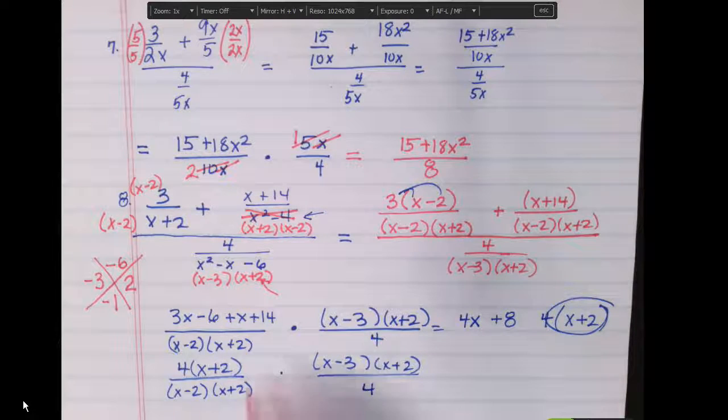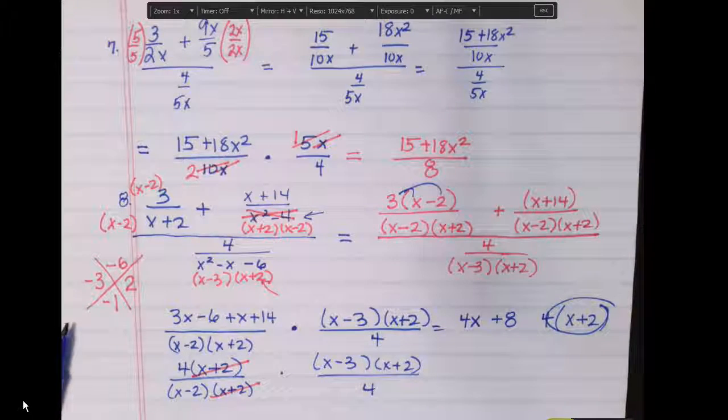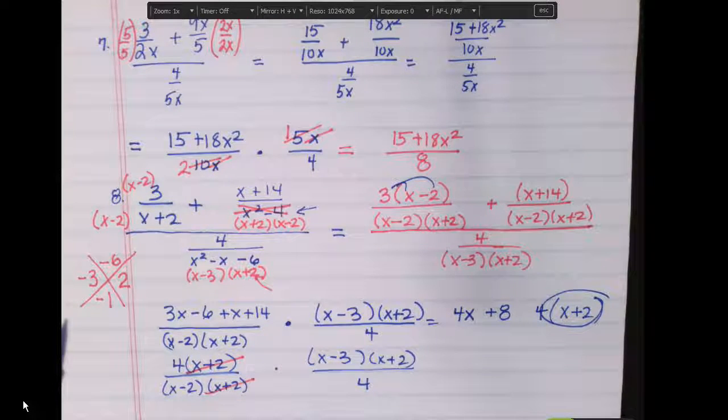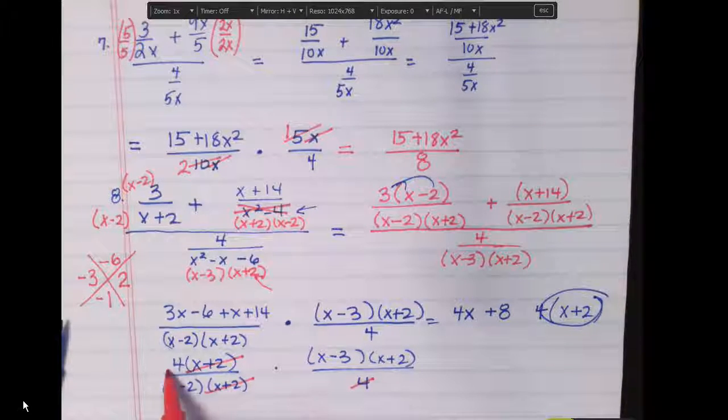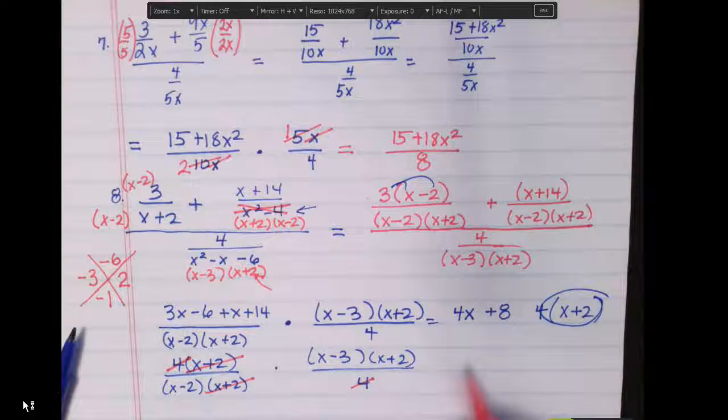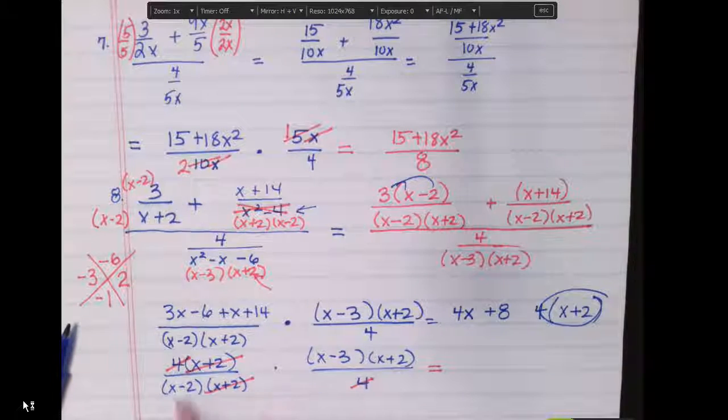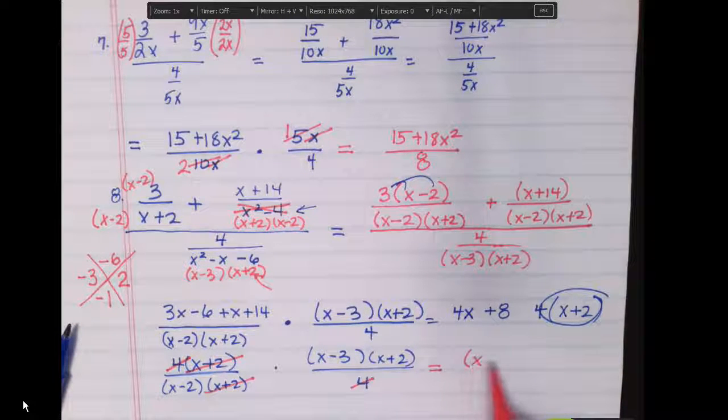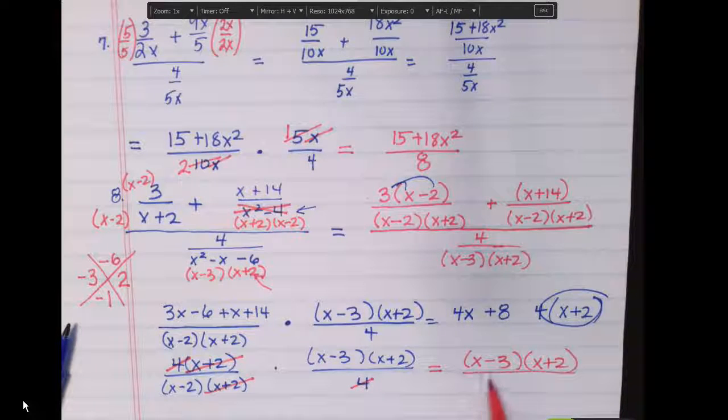So only one of the x plus 2's can cancel. But look, we've got a 4 and a 4, so that's nice. I don't think there's anything else that will cancel, leaving me with x minus 3, x plus 2, divided by the quantity x minus 2. And that is a correct final answer.